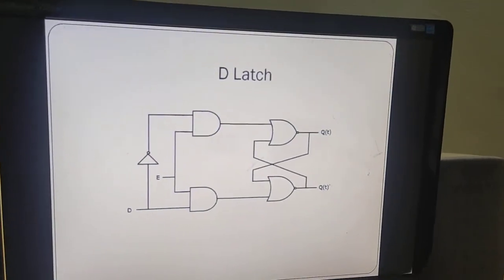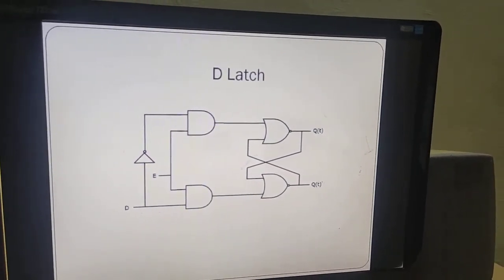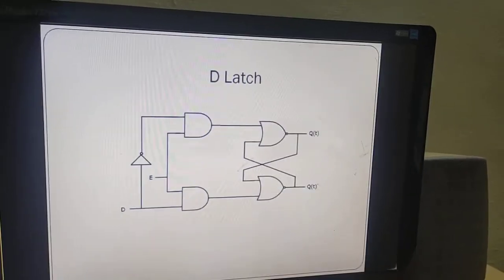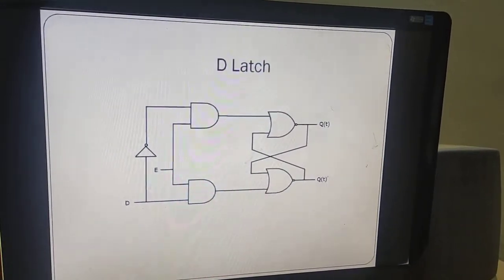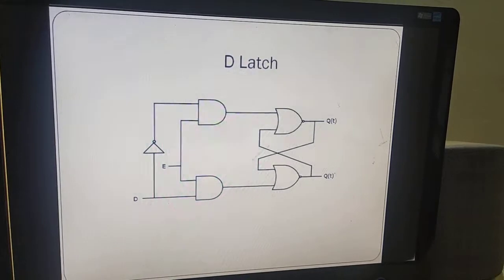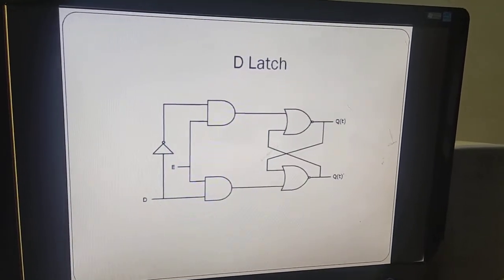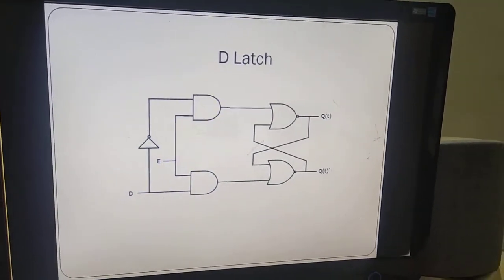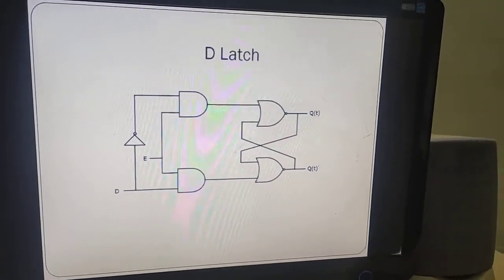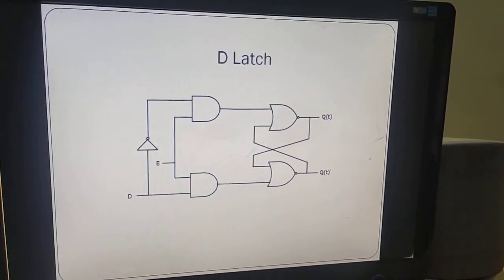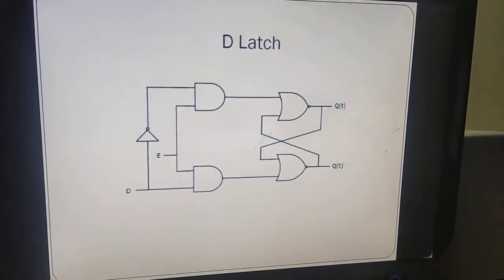Next, we go to what is called a D latch. Again, the working is simple. It is basically a latch which is used in buffers where you want to store the data as it is. So whatever input you give, that will be given as an output. That is the meaning of the word buffer. The working of this is also given here.